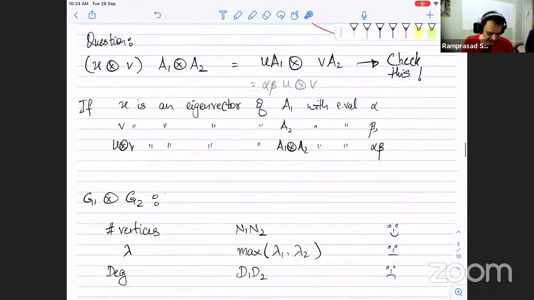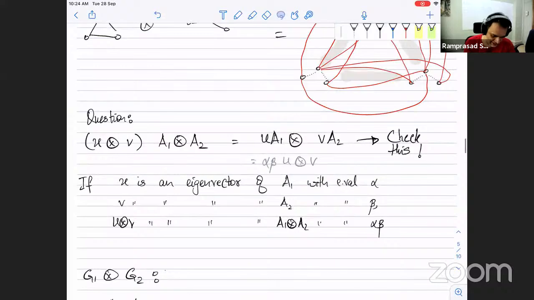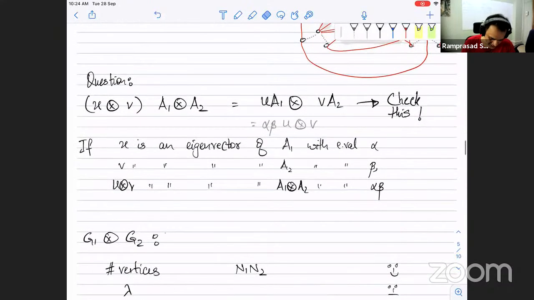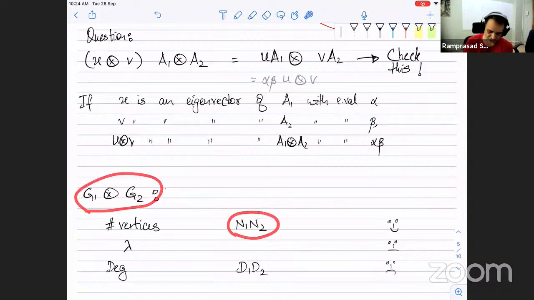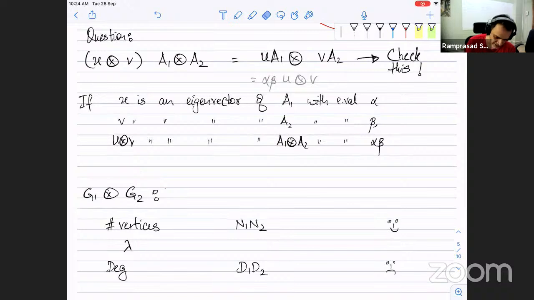Okay. So now here is a question. Now we know that G1 tensor G2 is a graph on N1, N2 vertices. It has degree D1, D2. What is unclear is what is the second largest eigenvalue of G1 tensor G2? What are all the eigenvalues of G1 tensor G2?